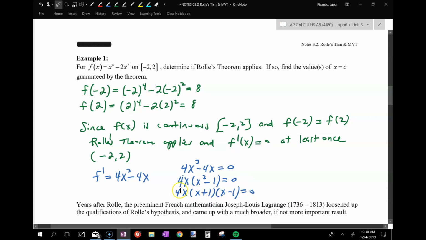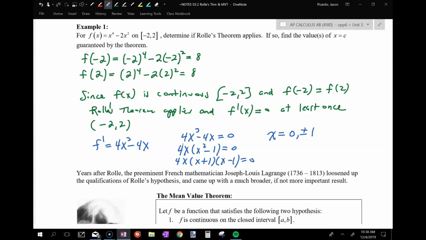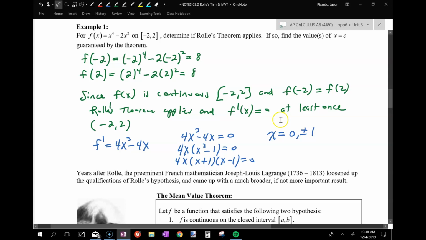And I factor it into this, right? Which means that at 0 and positive and -1, I'm going to have horizontal tangents. One thing that's pretty important, guys, is what? I got to make sure that all three of these exist where? In the given interval, right? And they do, so yeah, we're good.